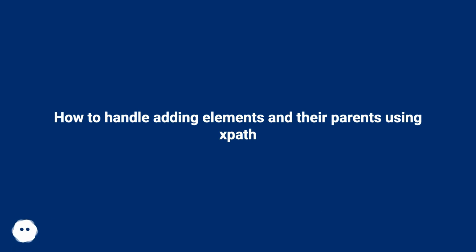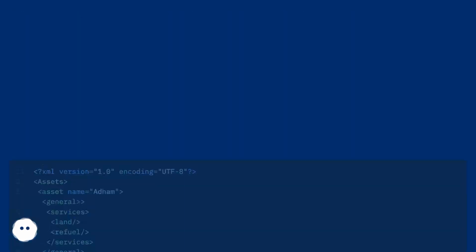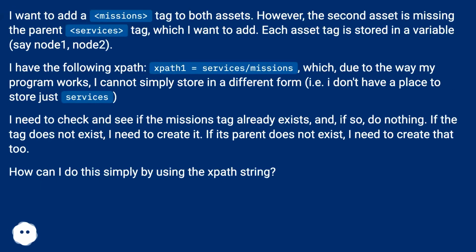How to handle adding elements and their parents using Xpath. Okay, I have a case where I need to add a tag to a certain other tag given in Xpath. Example XML. I want to add a tag to both assets. However, the second asset is missing the parent tag, which I want to add.